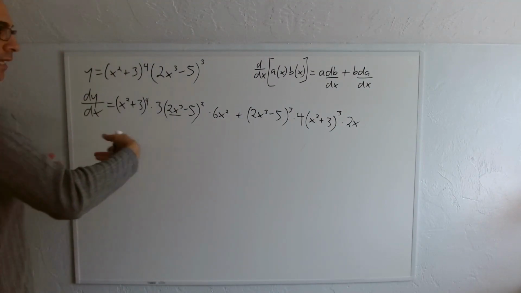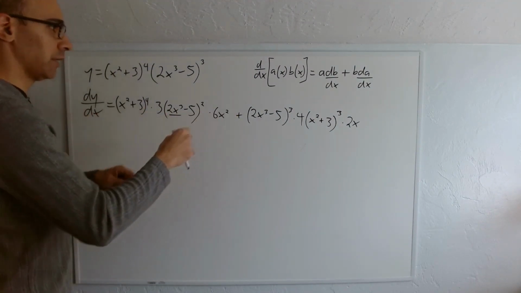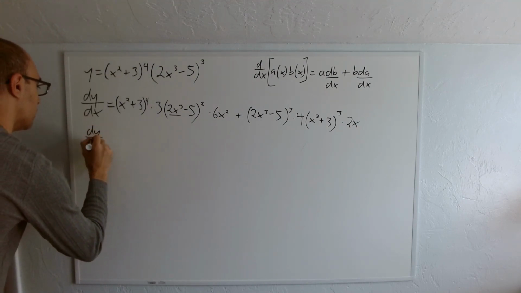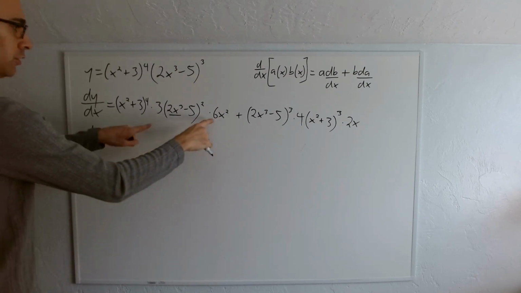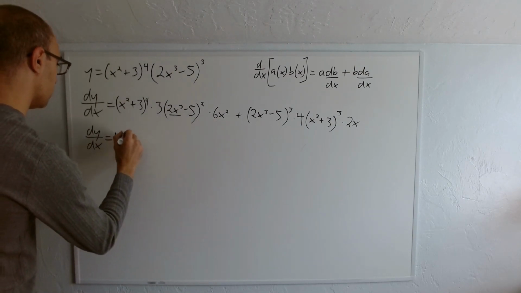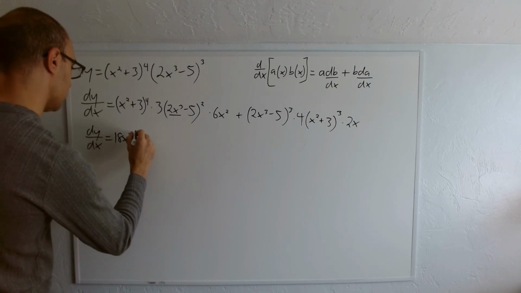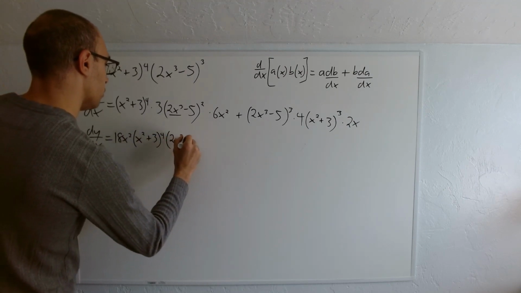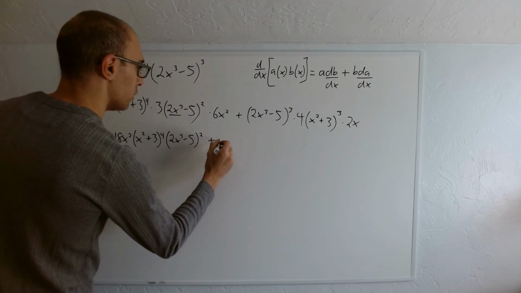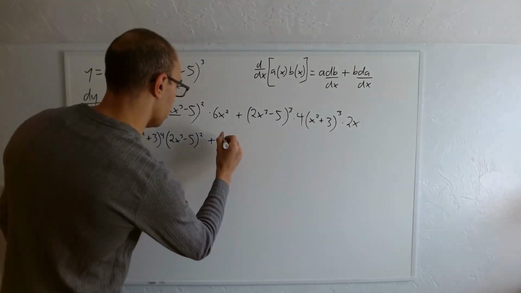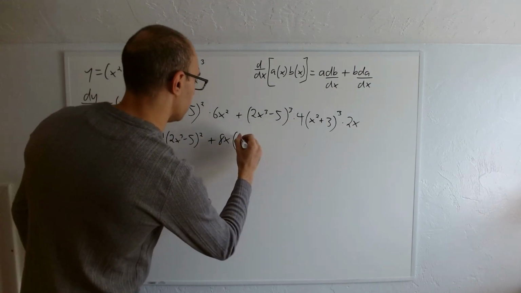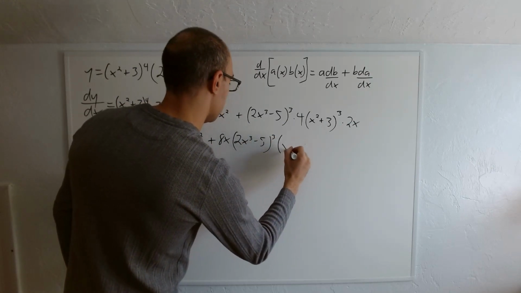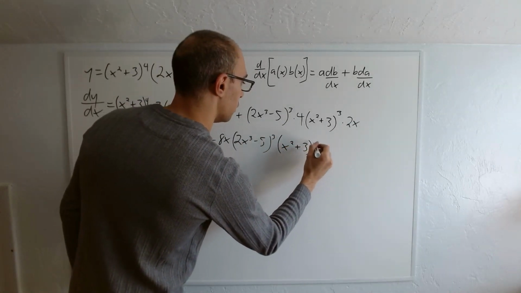Okay? Now we can't leave it like this. We have to multiply this through and try to find a cleaner looking answer. So let's go ahead and do that. Let me come down. All right, we have 3 times 6x squared, which gives us 18x squared, times x squared plus 3 to the 4th, 2x cubed minus 5 squared. Now plus, we have 8x times these two terms, 2x cubed minus 5 cubed, and x squared plus 3 to the 3rd.